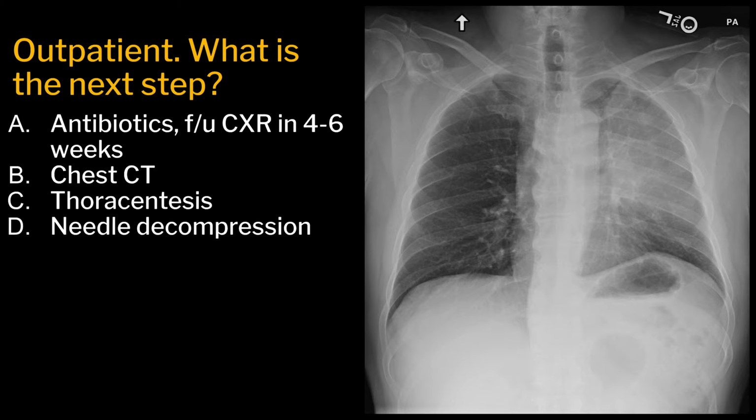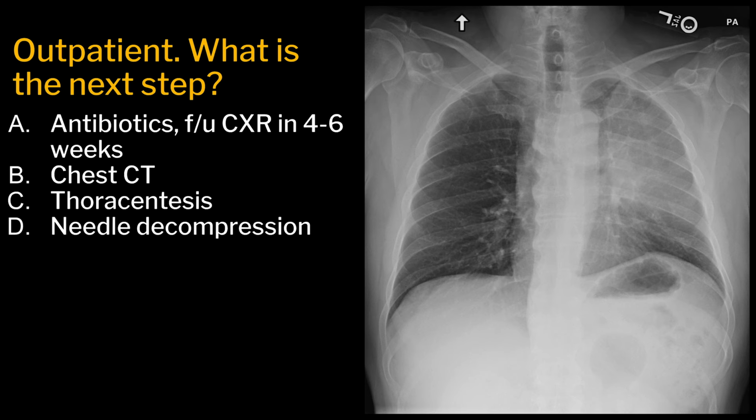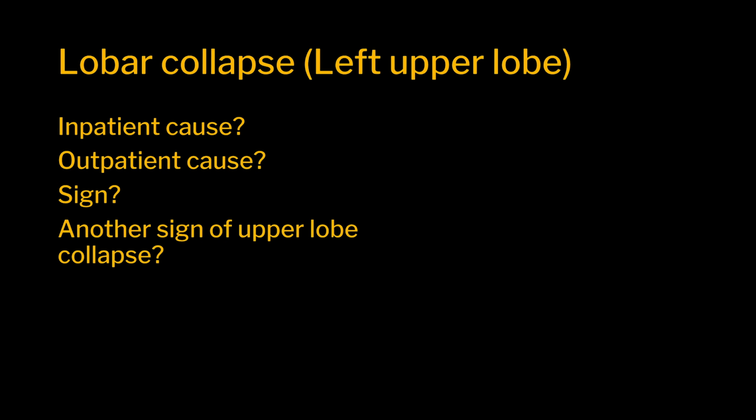I didn't show you the lateral view because I think it's gettable just on the frontal view, but here is the lateral view. What we have on the lateral is a homogeneous opacity with a very sharp margin in the anterior part of the chest. These are all classic signs of left upper lobe collapse. In an outpatient setting, the next thing to do is to get a chest CT because we're looking for an obstructing lesion.